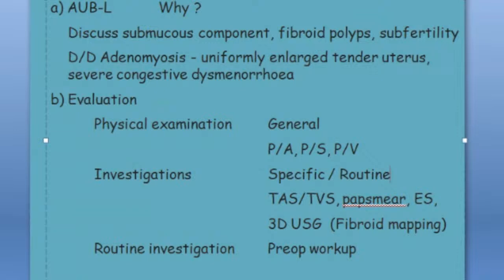Okay, so we are back with you. Now, I was just telling you about the differential diagnosis, and in adenomyosis, of course, as I've already mentioned, it is a uniformly enlarged tender uterus with severe congestive dysmenorrhea.